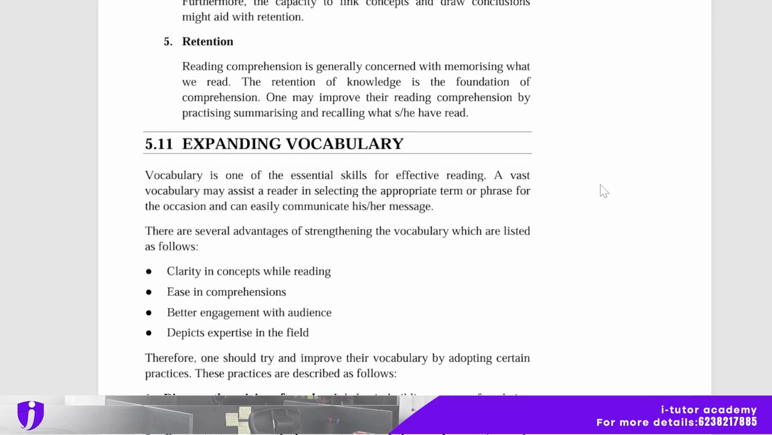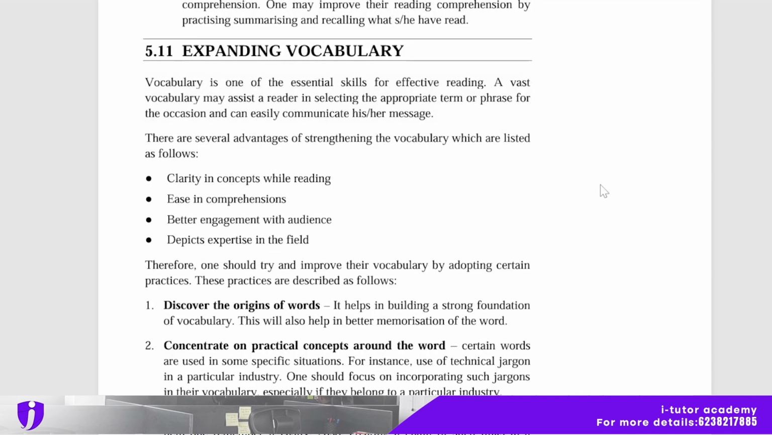Retention, that is, reading comprehension, is generally concerned with memorizing what we read, and the retention of knowledge is the foundation of comprehension. One may improve their reading comprehension by practicing summarizing and recalling what he or she has read. Expanding vocabulary is one of the essential skills for effective reading. A vast vocabulary may assist a reader in selecting the appropriate term or phrase for the occasion and can easily communicate his or her message.